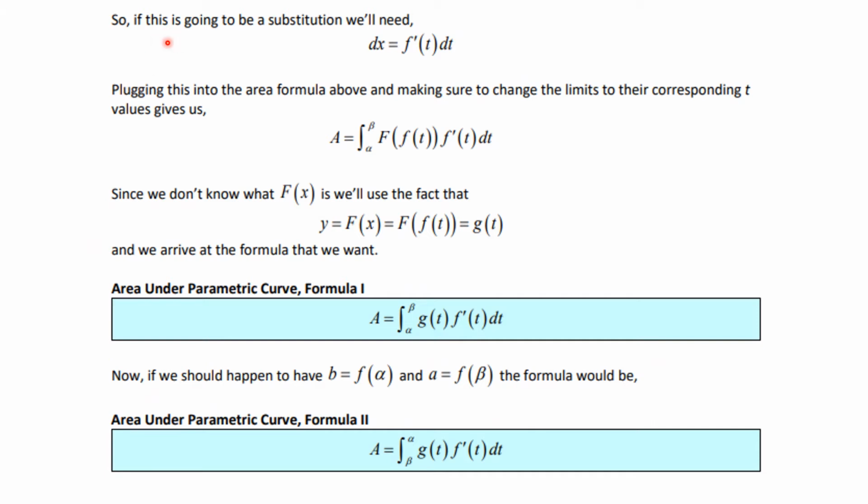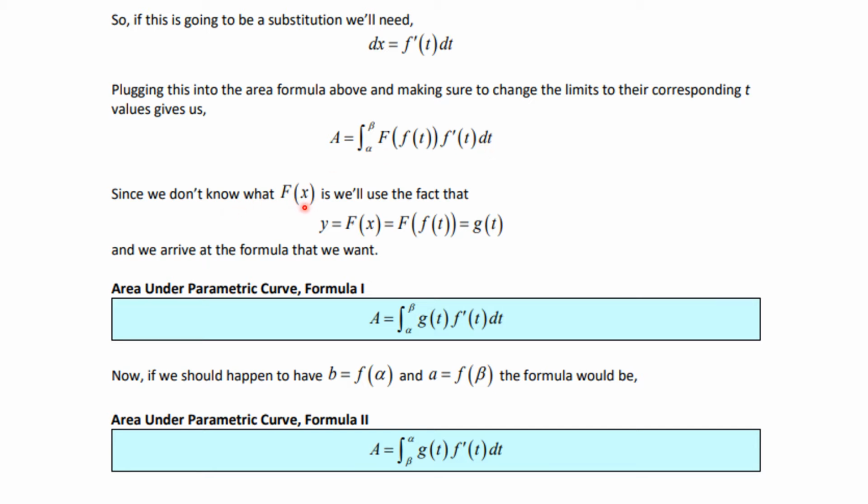So what we know though is that if x is equal to f of t and lowercase f is differentiable, then dx is equal to f prime of t dt. So if we plug that into the formula above, we get that. Now we're integrating in t, so we're going from alpha to beta, but the area is equal to the integral of capital F of lowercase f of t, times f prime of t dt.